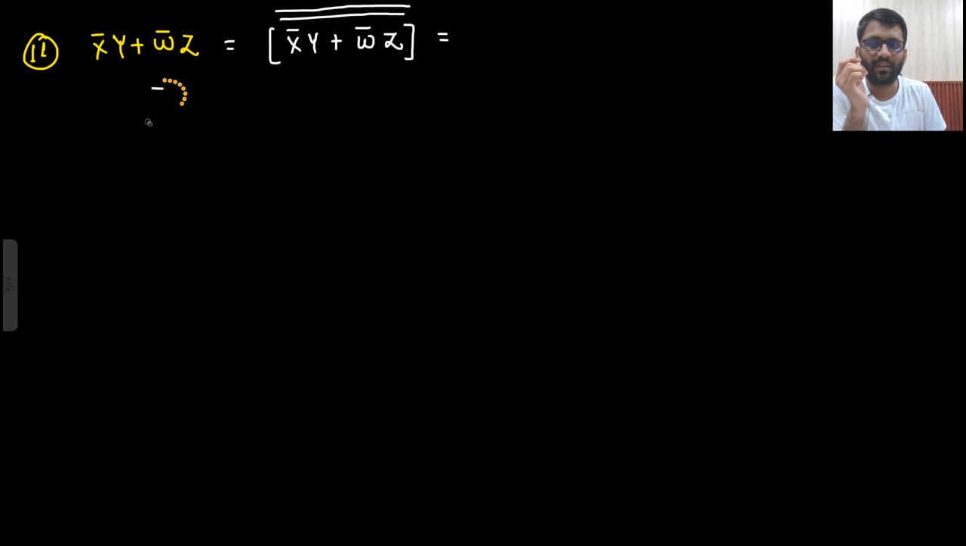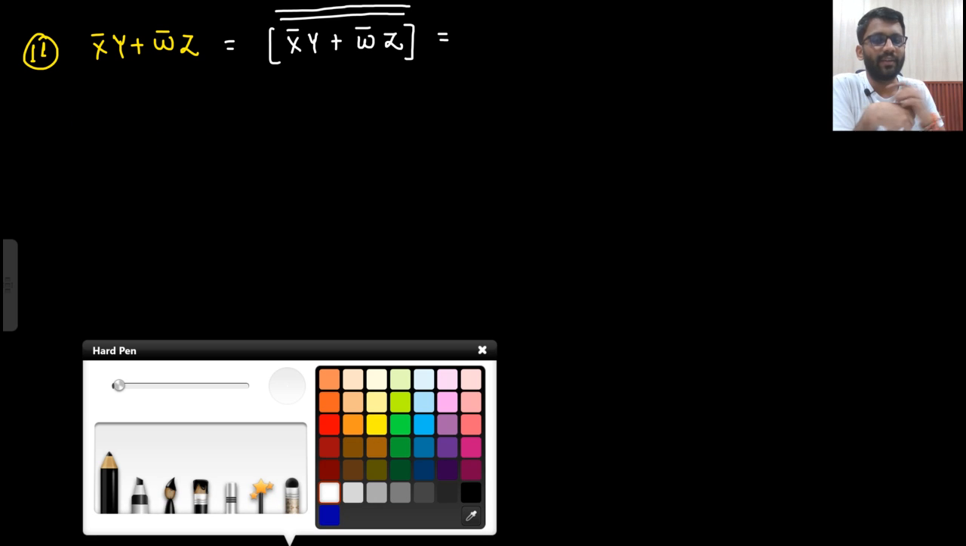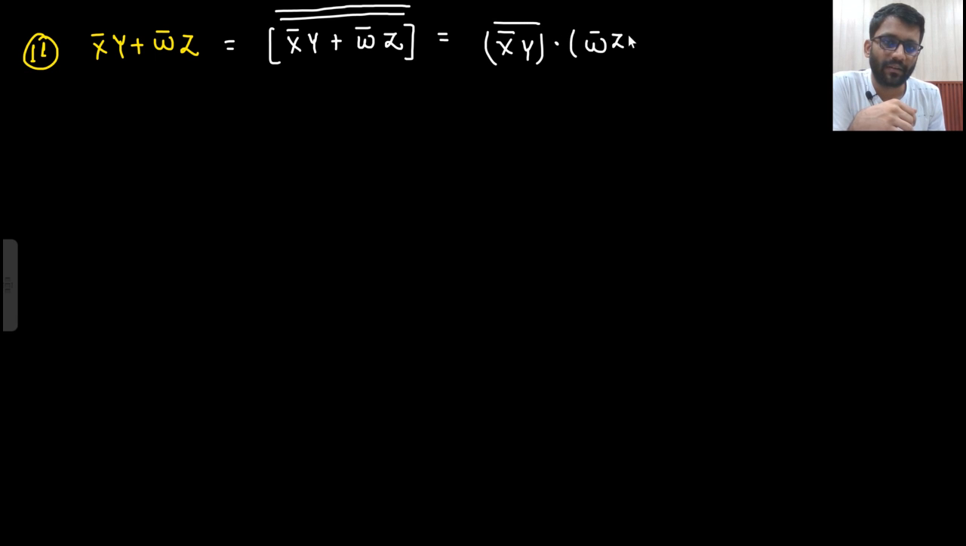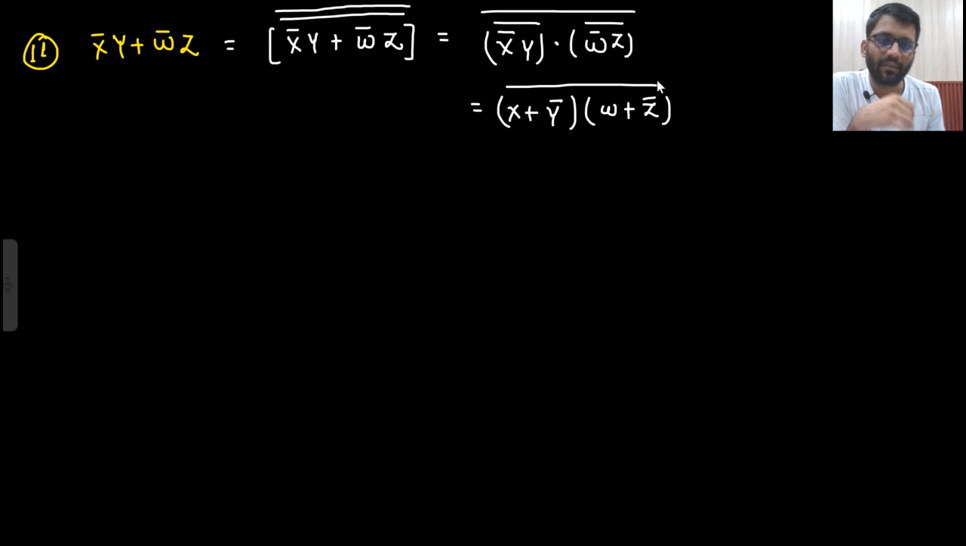And how will I make it? Let's check that out. Nothing is clicking, so I took the double bar. Can you solve this bar? A plus B whole bar, I can write as A bar dot B bar and then whole bar. So X plus Y bar into W plus Z bar, and then whole bar, right?